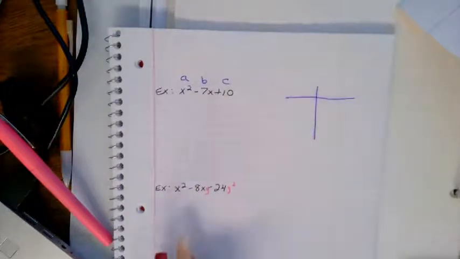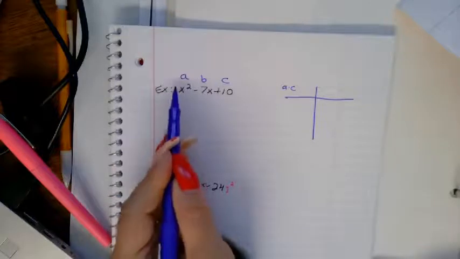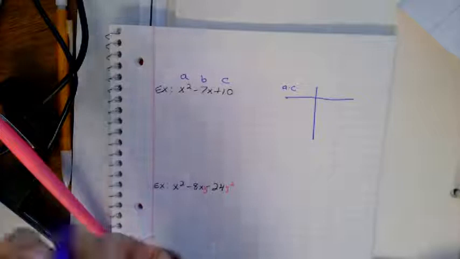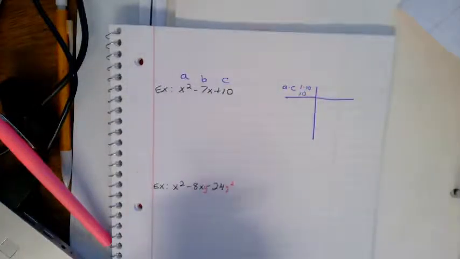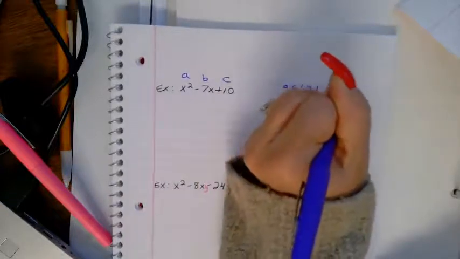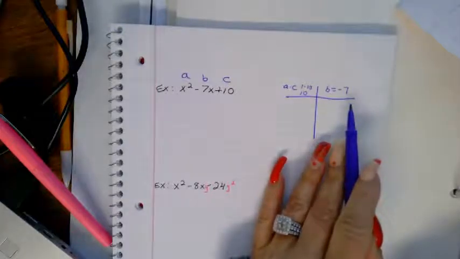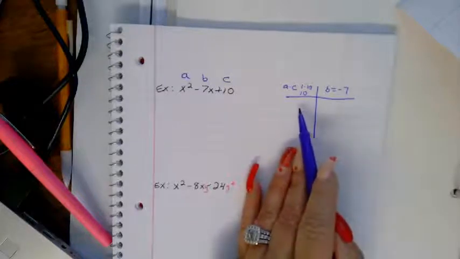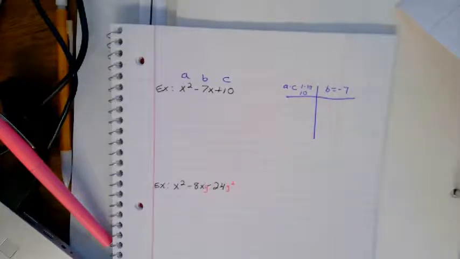Remember, this is A times C. And if we have A as 1, because we know that there's no number in front of the variable, it's a 1. And then times it by the 10. So it's going to be 1 times 10, so we're going to look for 10. And then our B is negative 7, right? So we're dealing with a positive and a negative number. That means that to get it to multiply and add to these, we're going to have the smaller number be negative. Okay, you guys do that, and tell me when you think you found those two numbers. And then I'll check it with you.